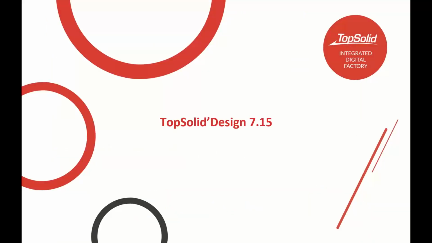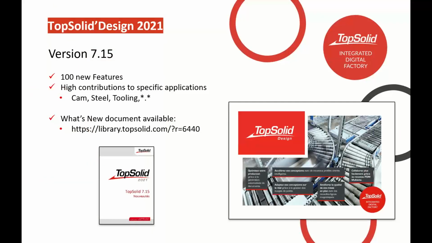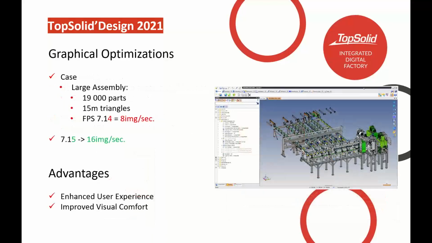Okay, so let's take a look into some of the highlights for TopSolid Design for 7.15. So first, 7.15, there's well over 100 new features. We have put a lot of work into quite a few specific applications with regard to, of course, CAM, a new product, TopSolid Steel. I didn't talk about TopSolid Steel in this presentation. We'll probably plan a webinar for that in the near future, but it's a brand new product for the steelworking industries, like structural steels. Okay. There's improvements to tooling obviously as well. So let's have a look.